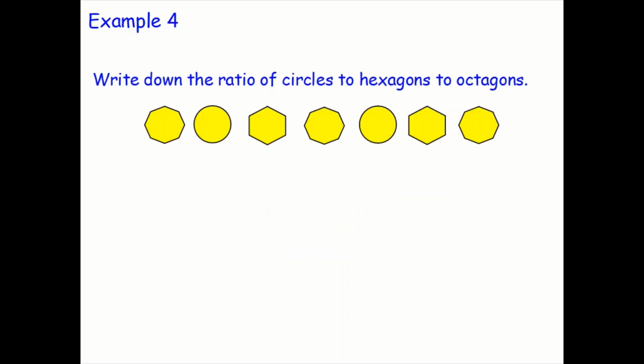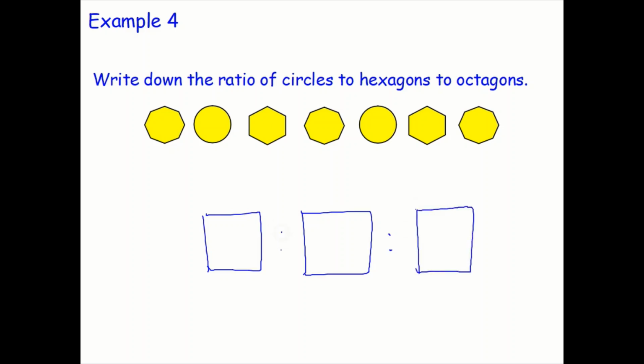Example 4, write down the ratio of circles to hexagons to octagons. Okay, so we've now got a 3-part relationship. Okay, we've got circles, which are going to go here, to hexagons, which are going to go here, to octagons, which are going to go in this box here. So how many circles have we got? We've got 1, 2 circles.